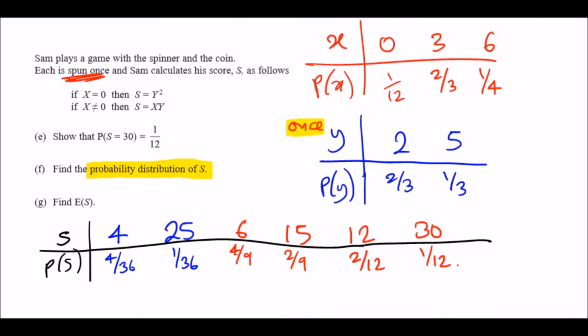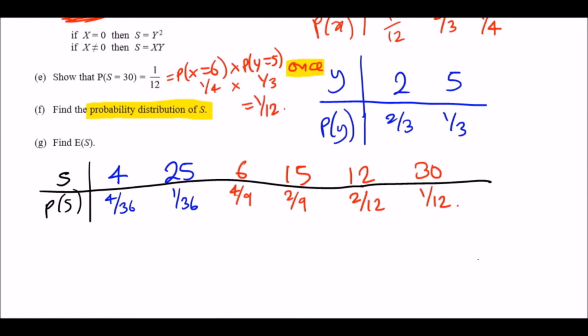So let's move forward. So show that probability s is 30. Well, just to actually show it, just say probability x equals 6 times probability y equals 5, and just fill out the numbers. So this was 1/4 times y equals 5 was 1/3. And that should give us 1/12. Now, last one, part G. So find the expected value of s.